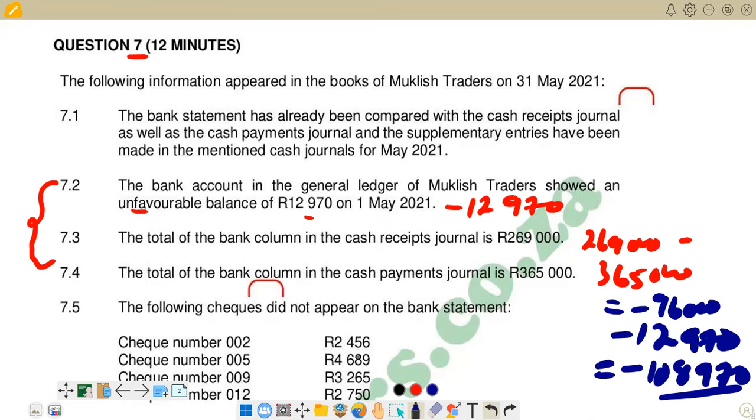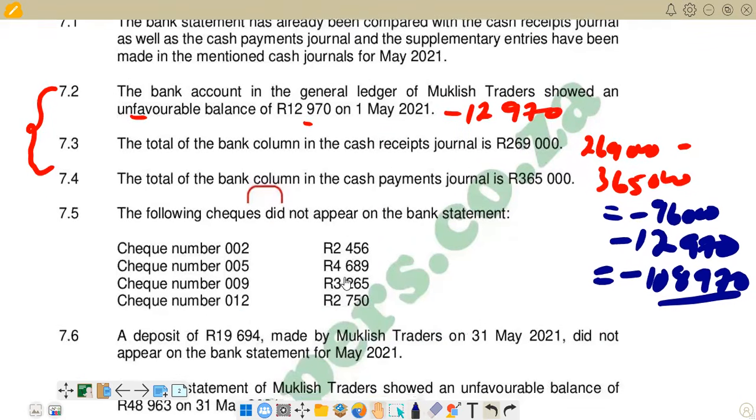So beneath that now, we are given the following checks did not appear on the bank statement. So these are the checks that are there. They are not there on the bank statement. So what it means is these checks are there in the bank account in our ledger, but they are not on the bank statement. So we need to put them in the bank reconciliation since they are missing on the bank statement.